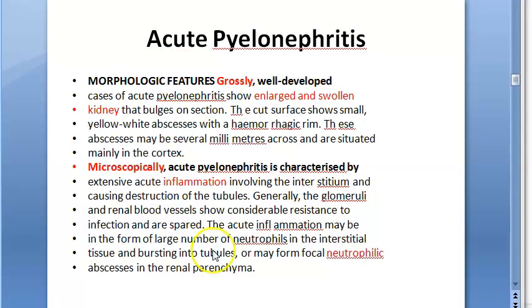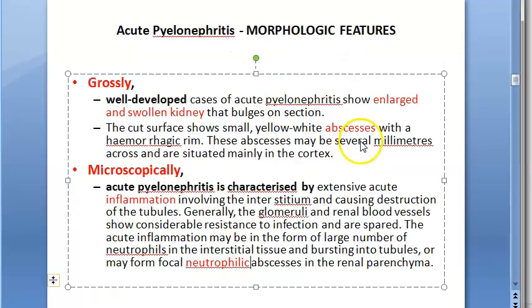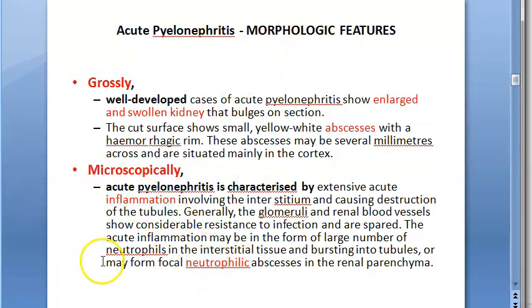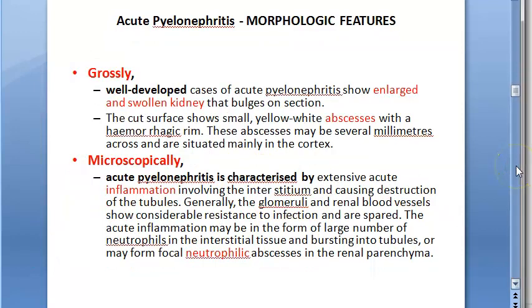Here, as you can see in the gross, the kidney will be enlarged and swollen. So here in acute pyelonephritis, remember the kidney will be swollen, right? And you will see that there can be abscess of the kidney. Okay, you can see kidney abscess. Microscopically, you will definitely see inflammation, neutrophils, etc. So in acute pyelonephritis, the kidney is enlarged. There can be abscess. And inside this abscess, microscopically, you can see inflammation, neutrophils, etc. So this is a very high level overview of acute pyelonephritis.